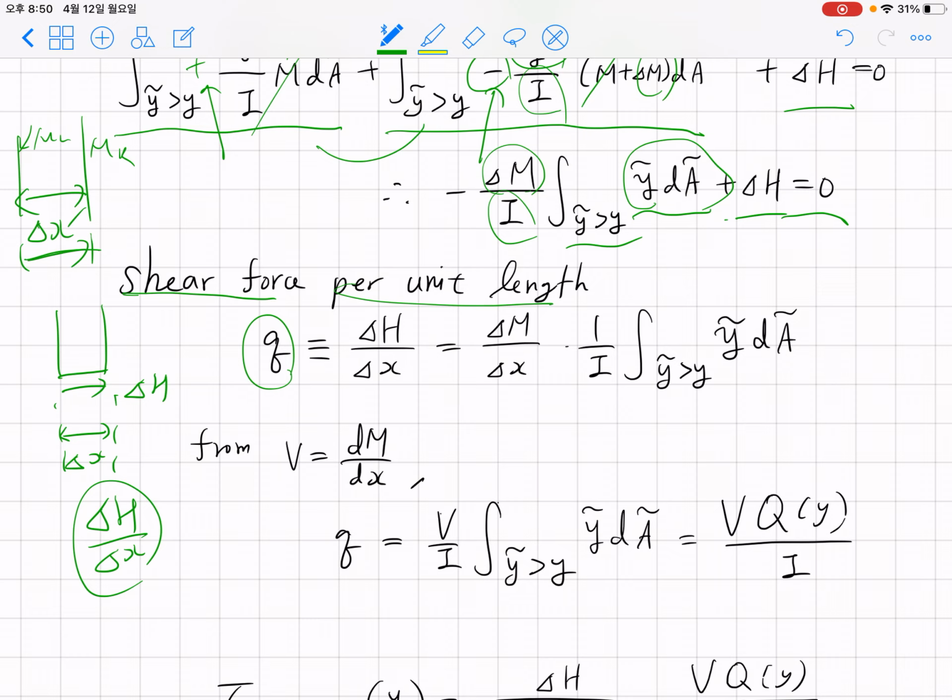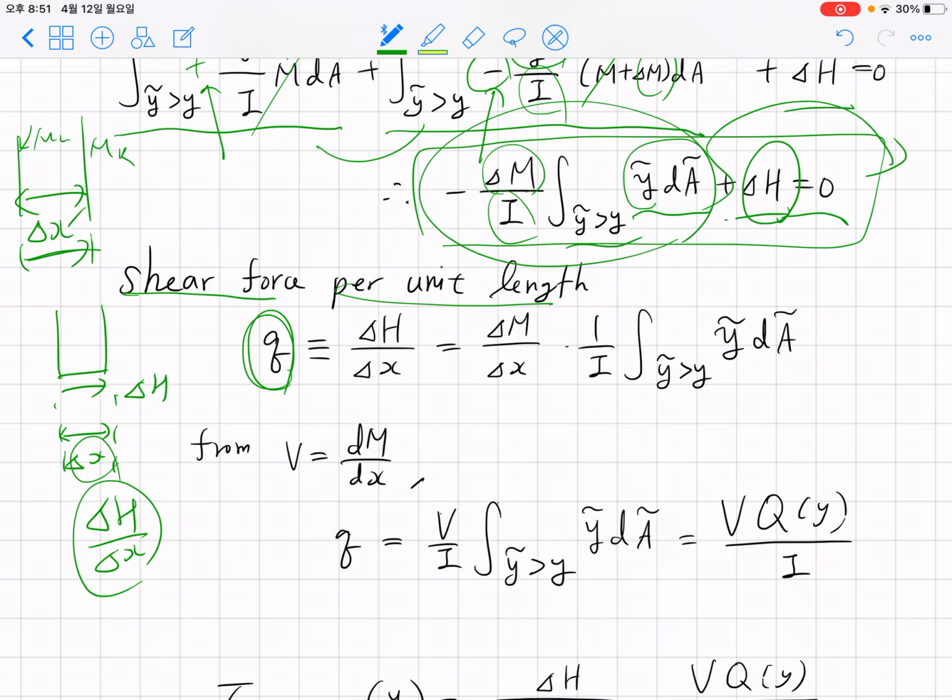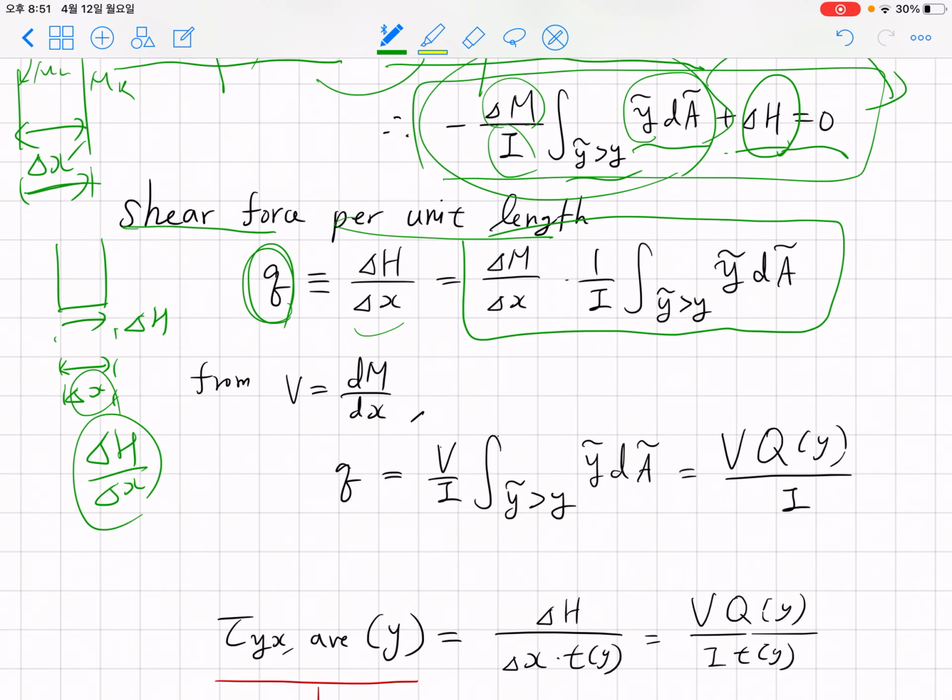Q can be considered sort of a normalized shear stress, shear force per unit length. And if you define Q as delta H over this slice with delta X, then if you massage this equation, what you're going to get is delta H equals, if you take this term to the right-hand side, positive delta M over I and the integral. If you divide by delta X further, this is what you're going to get for shear force per unit length. Shear force per unit length is delta H divided by delta X.